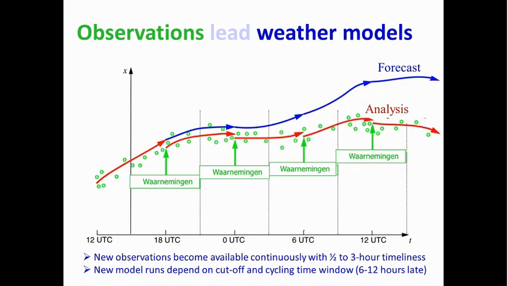So new observations become available continuously, with timeliness typically between half an hour and 3 hours. And new model runs depend on the cutoff and the cycling time window. So models are typically 6 or 12 hours later, only expressing the information that has been made. And that brings us to the job of a nowcaster, because the nowcaster can use the freshly made observations immediately to compare them to the forecast, and before any data assimilation runs have started, already see whether the forecast is correct or not in certain aspects, and therefore also change advisories based on these new observations.